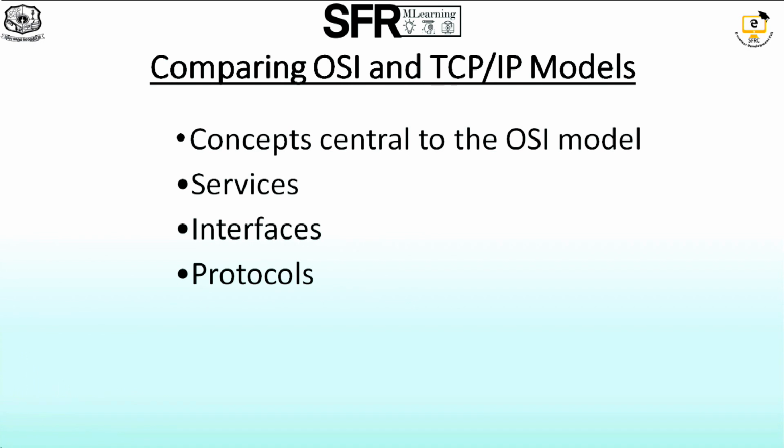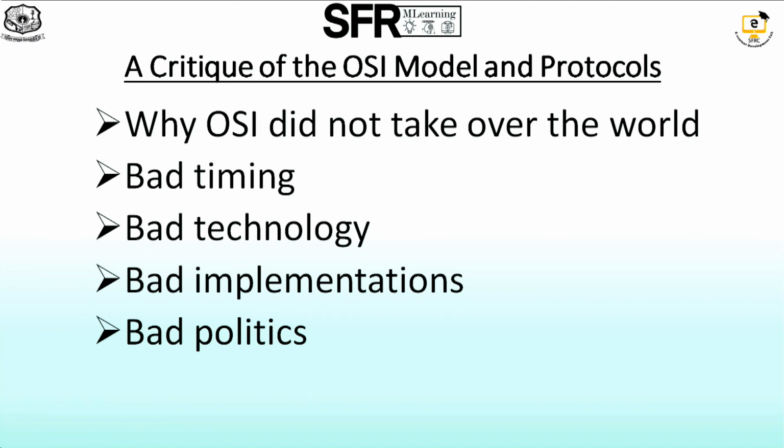Comparing the OSI and TCP/IP models, the concepts are the same. The services provided by the TCP/IP model are almost equal to the OSI reference model, but the TCP/IP model was designed before the OSI reference model. The OSI reference model has a clear set of protocols in each and every layer, and it contains interfaces between one layer and another, then protocols. A critique of the OSI reference model and protocols: why did OSI not take over the world? Because it contains 7 layers, and bad timing, bad technology, bad implementation and bad policies.